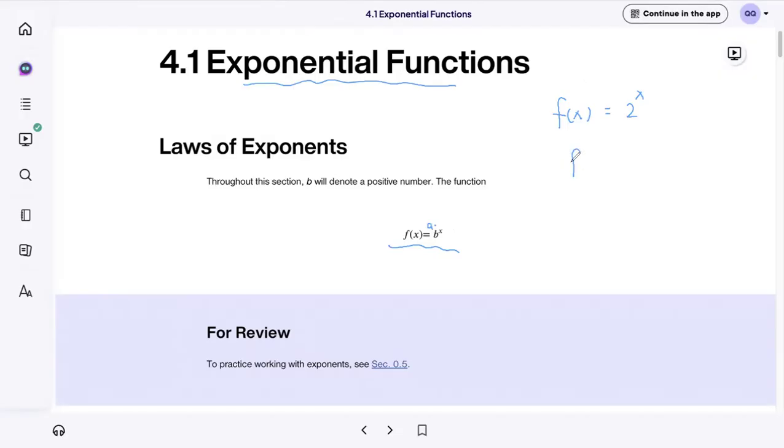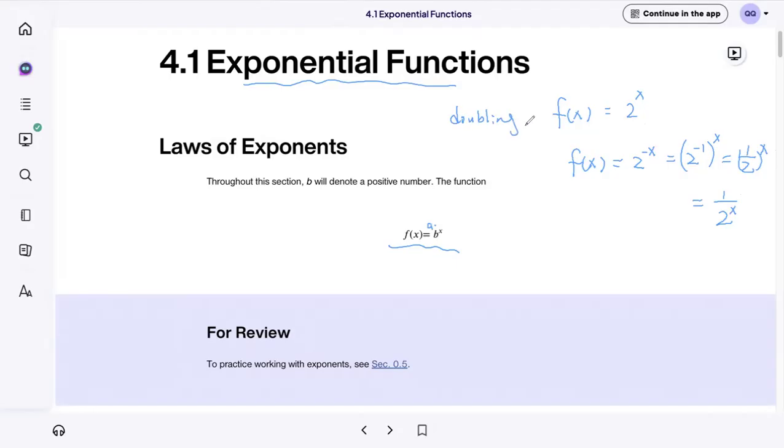Or maybe we have the function 2 raised to negative x. Remember, this can be thought of as 2 raised to negative 1, then raised to x. So that's 1/2 raised to x, or just 1 over 2 raised to x, because 1 raised to x will still be 1. And this one we call the doubling model.